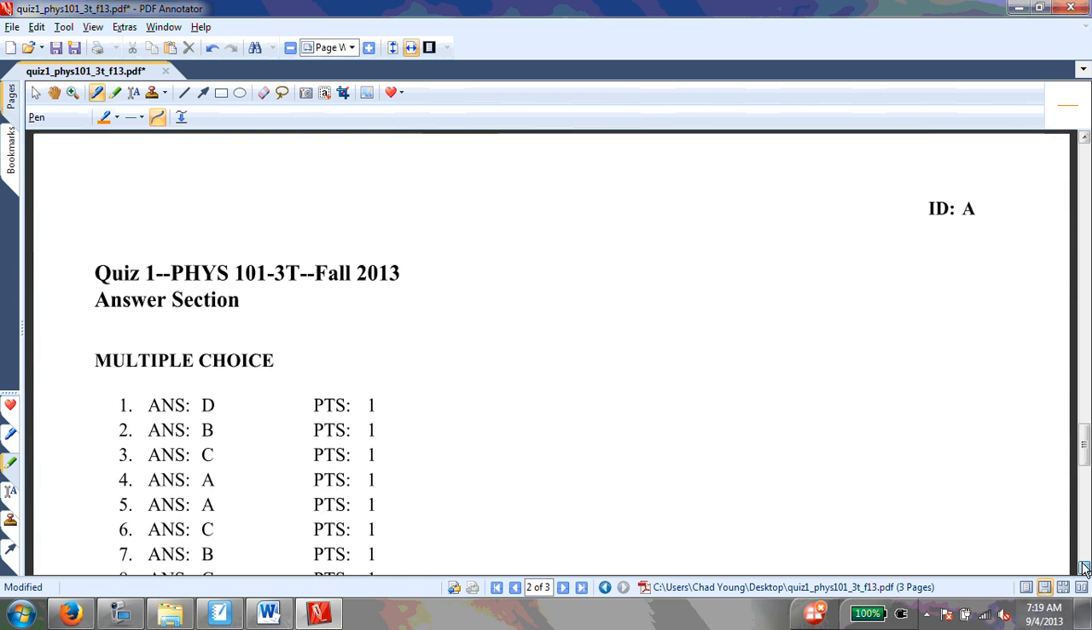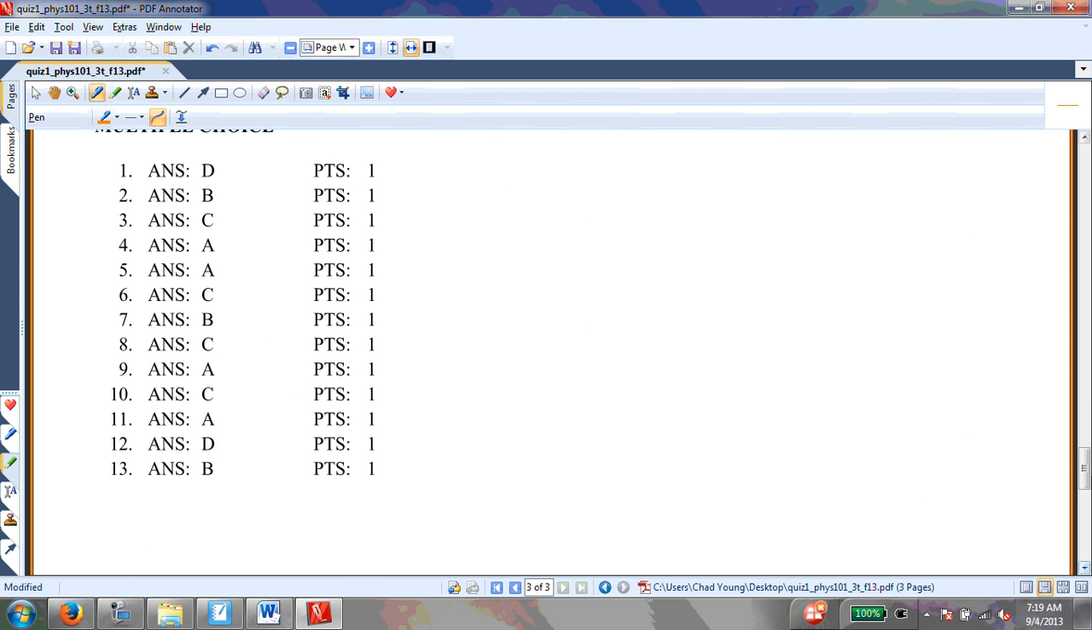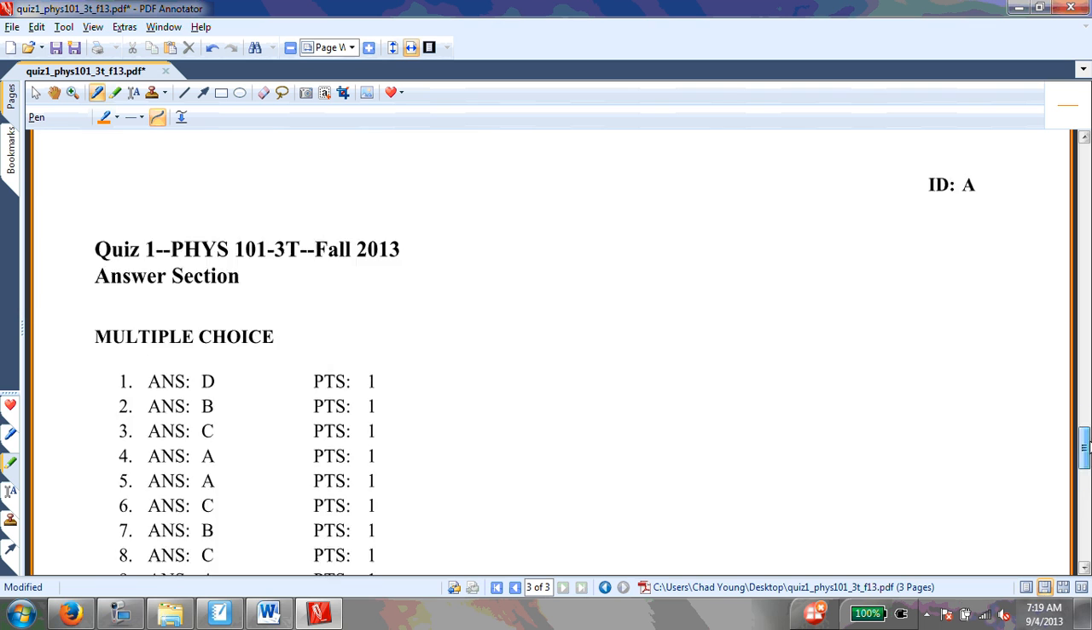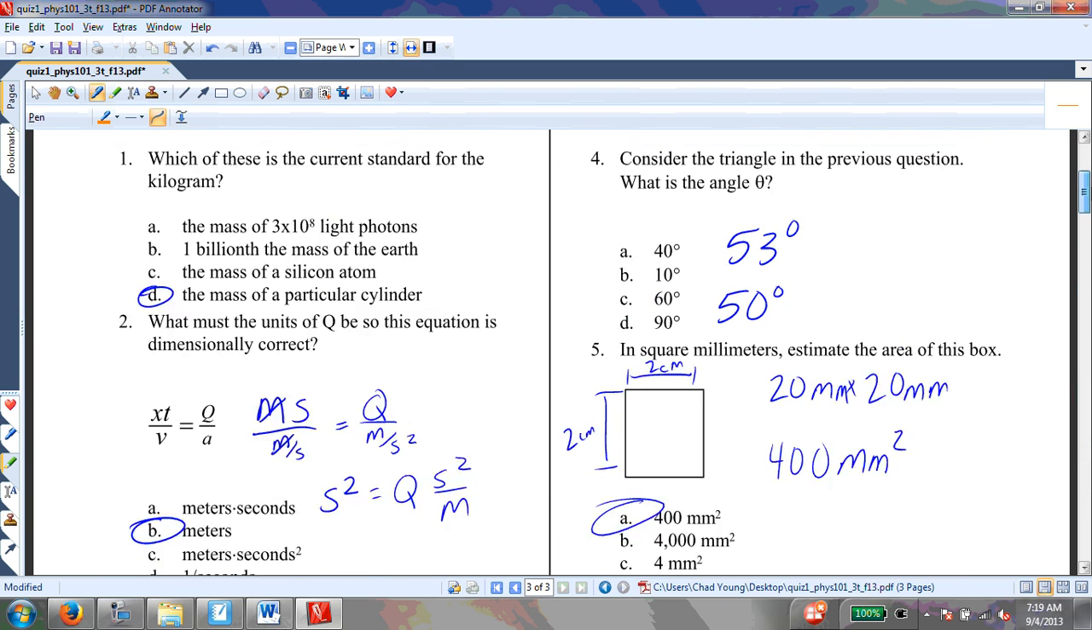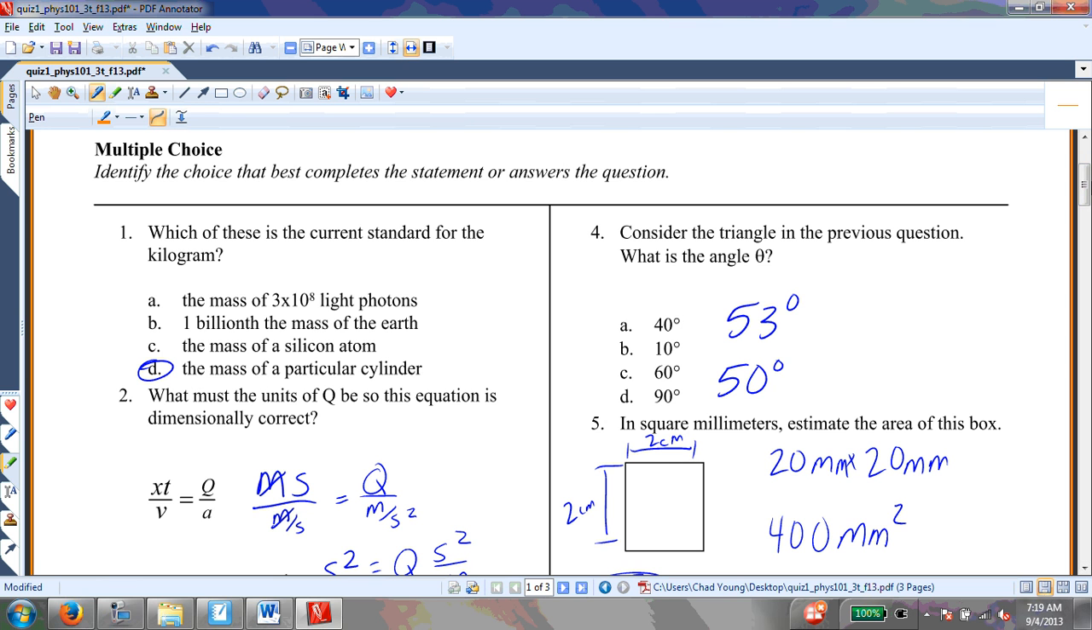That's the end. There are the answers. Remembering, of course, that there was that mistake on problem number 4. The answer should be 50 degrees, and that will be one of the options on the test, 50 degrees.